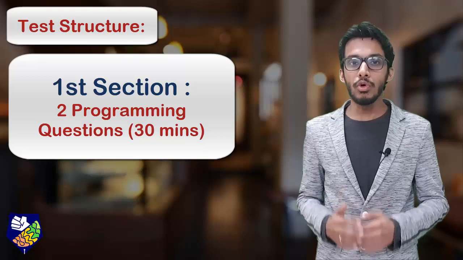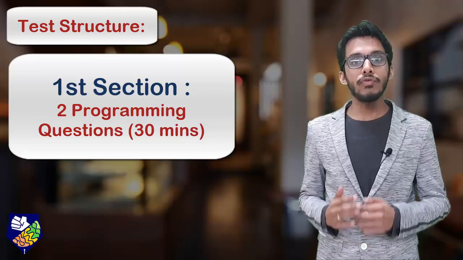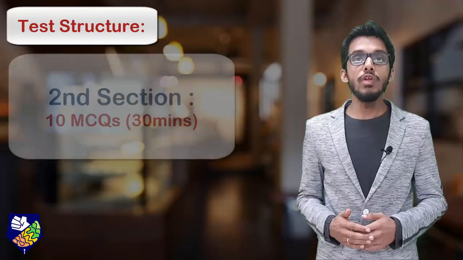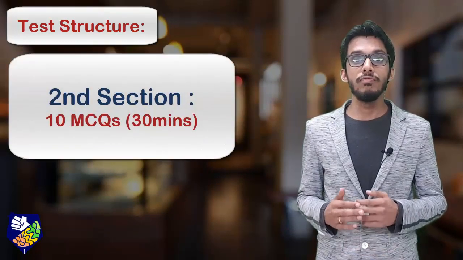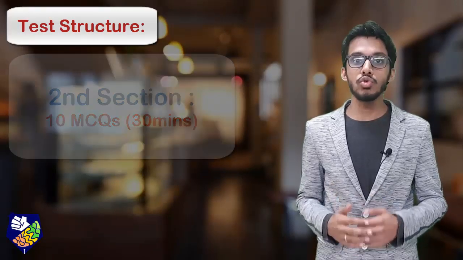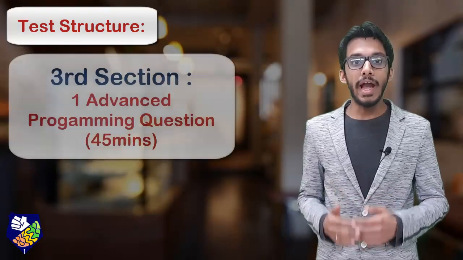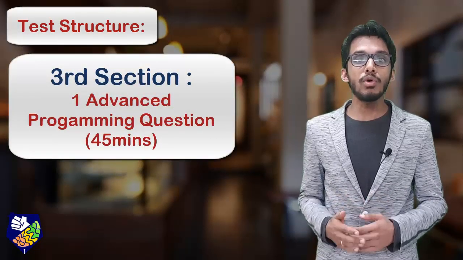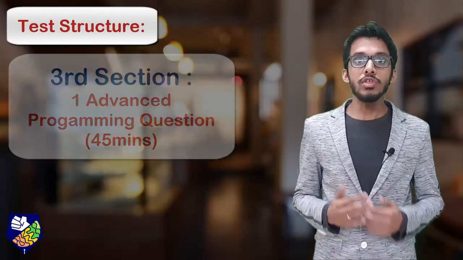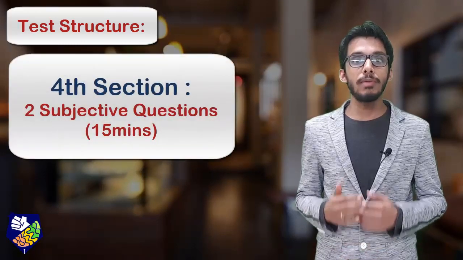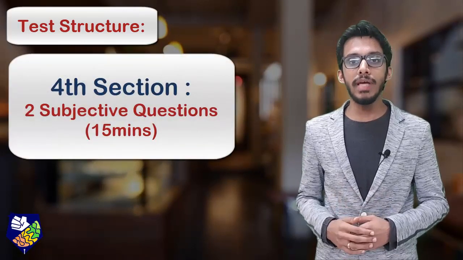The first section will be the coding section having 2 programming questions with a total time of 30 minutes. Section 2 will have multiple choice technical questions. There will be 10 MCQs with 30 minutes of time to solve. The third section will be an advanced section which will have 1 programming question, and 45 minutes will be allotted to solve this question. The fourth section will have 2 questions of subjective type and 15 minutes will be allotted.